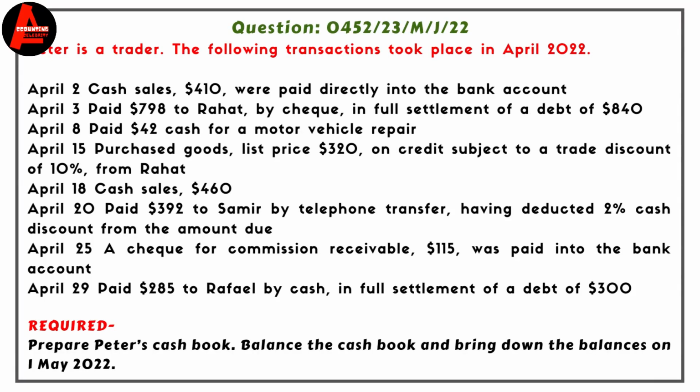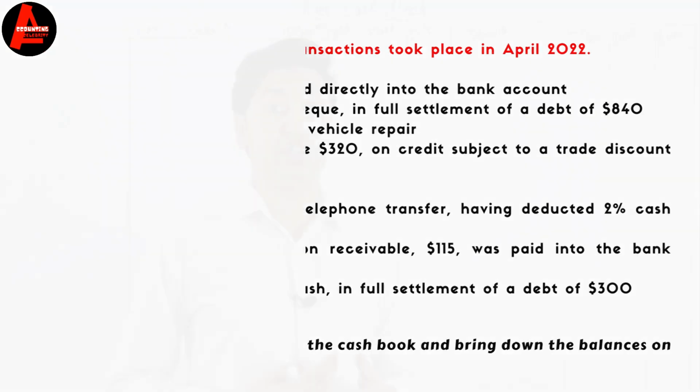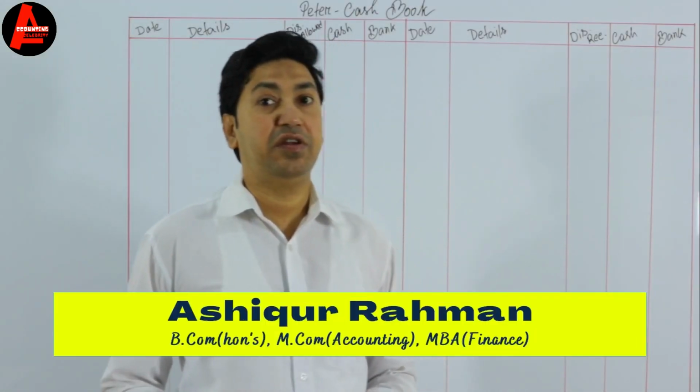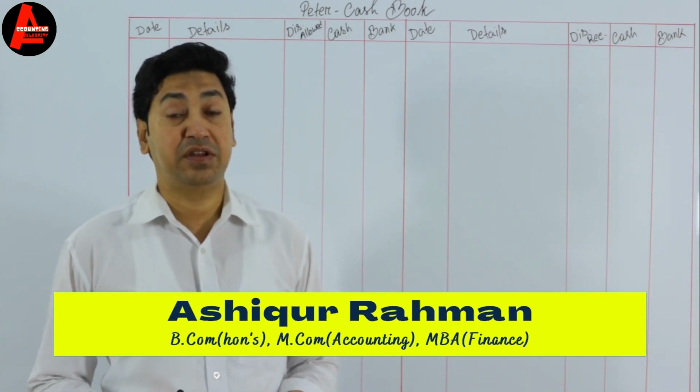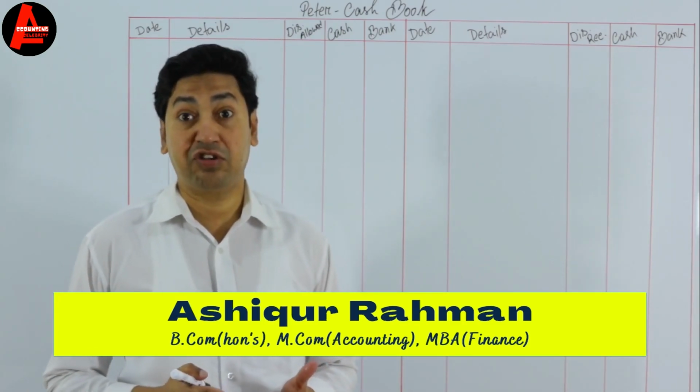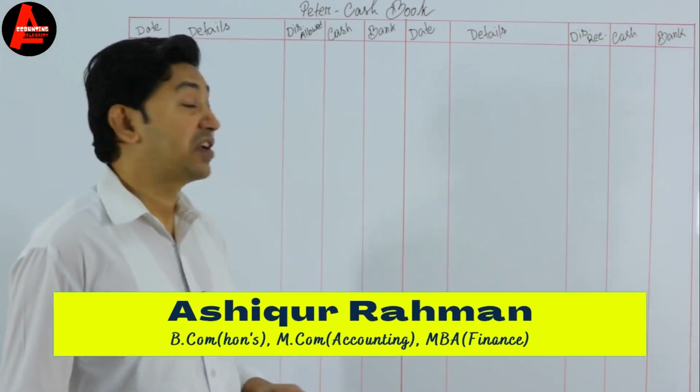Peter is a trader. The following transactions took place in April 2022. So here we see 1, 2, 3, 4, 5, 6, 7, 8 transactions. Okay, and our requirement is here: prepare Peter's cash book, balance the cash book, and bring down the balance on 1st May 2022. Okay, so here we have transactions, but these all transactions are not related to this cash book.